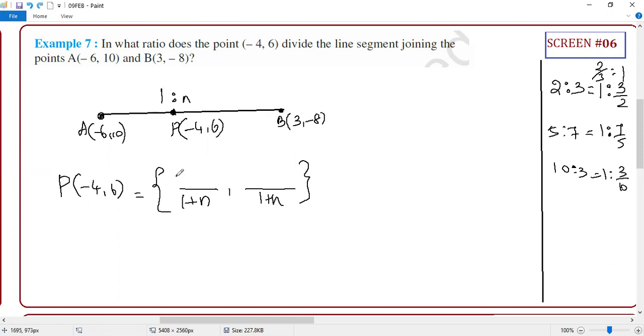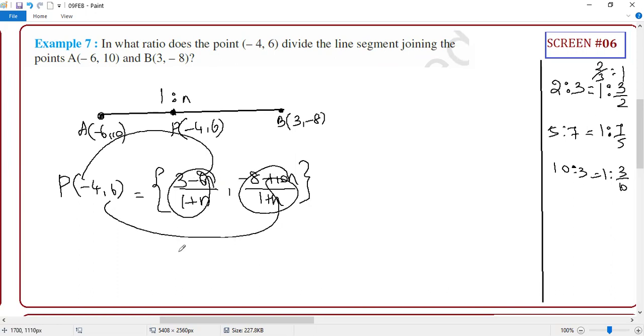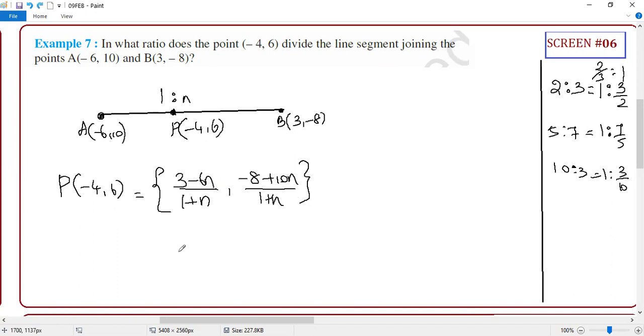1 into 3, 3. n into -6, -6n. Correct or not? 1 into 8, -8. n into 10, 10n. That's all. Guys, hardly how much time I took. Very simple, right? Now I'm going to leave the decision. If we equate this to this or equate to this, your choice. But I feel this seems simple.